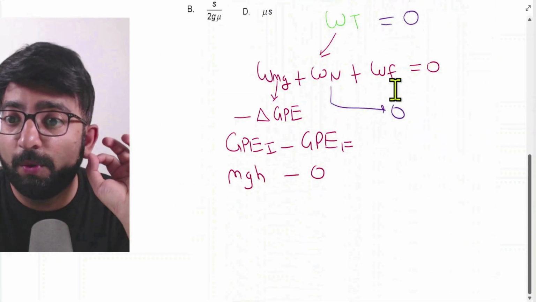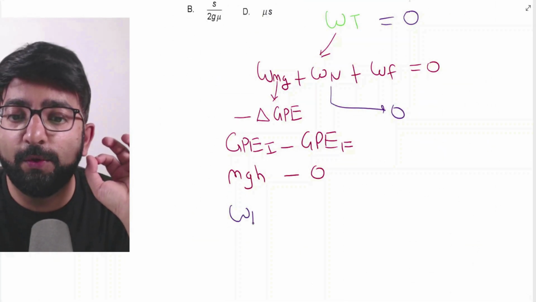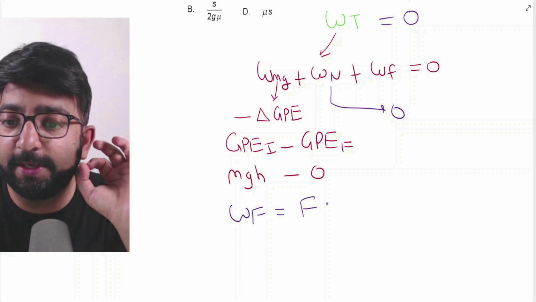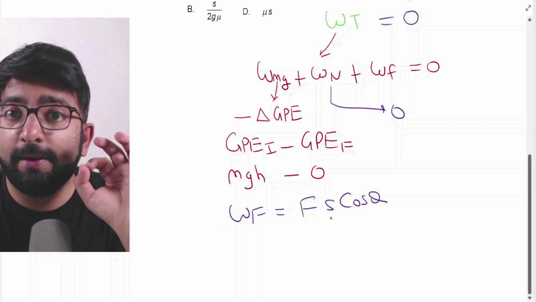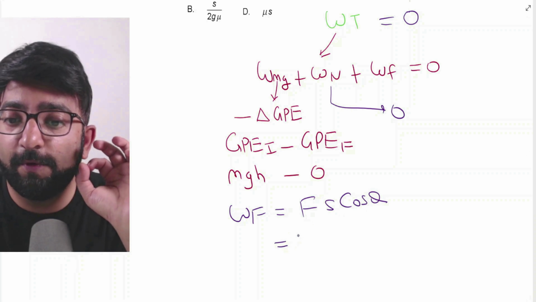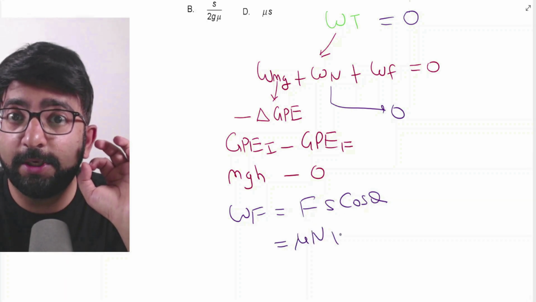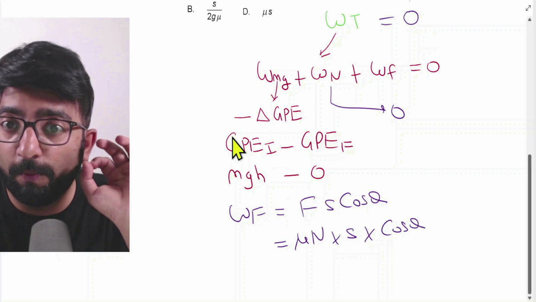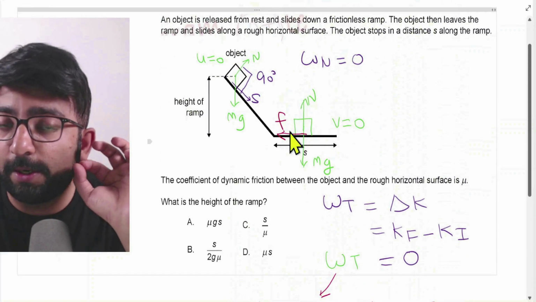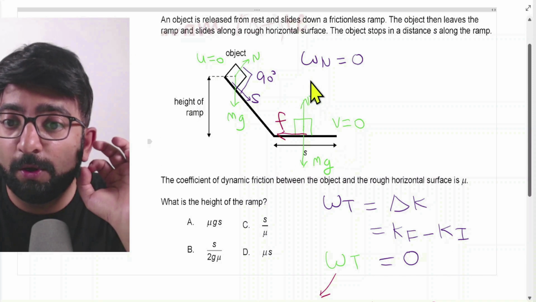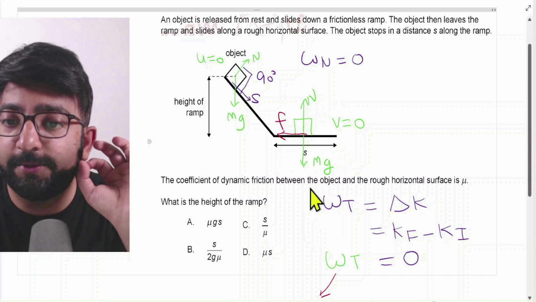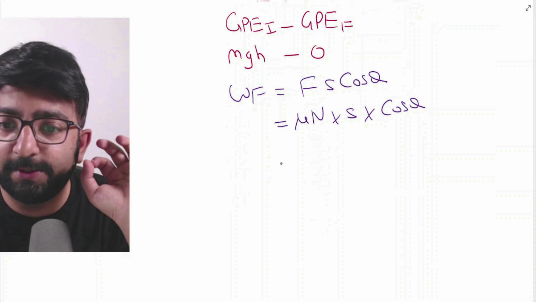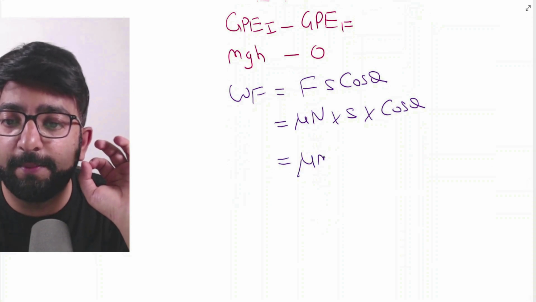And finally, coming to the work done by friction. We will use the basic formula for work, which is Fs cos theta. Now the force is friction, which will be written as mu times the normal reaction, multiplied by displacement into cos of theta. Now, if we go back to the diagram, when the object was sliding on the rough surface, normal reaction will be equal to mg. So let's write down friction will be equal to mu times mg, multiplied by s, the displacement.